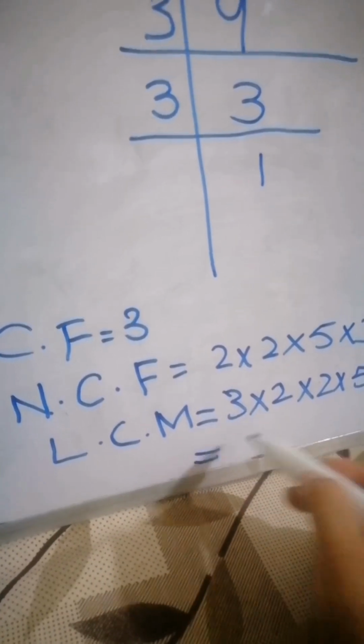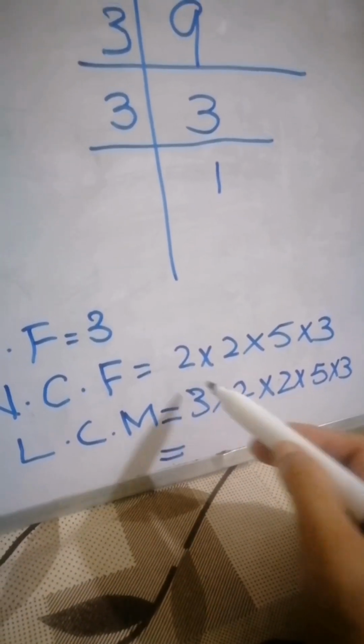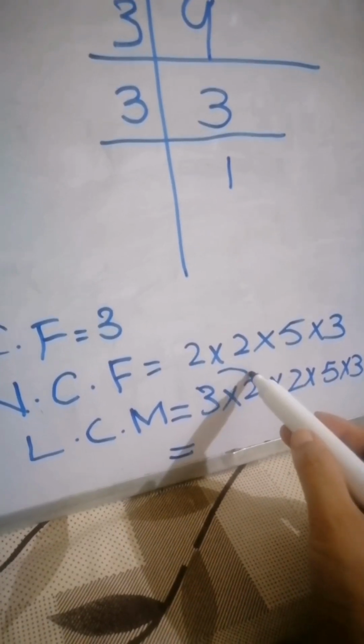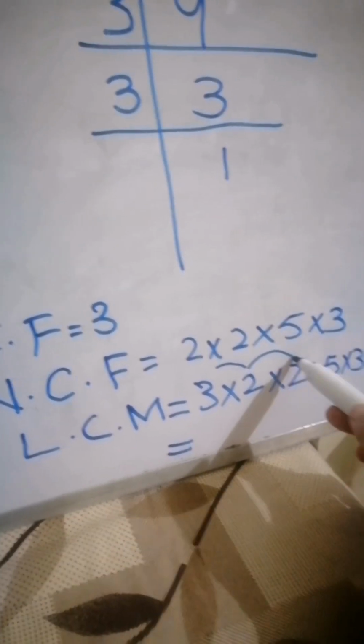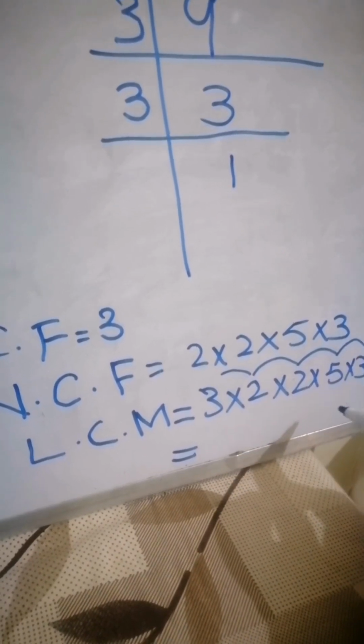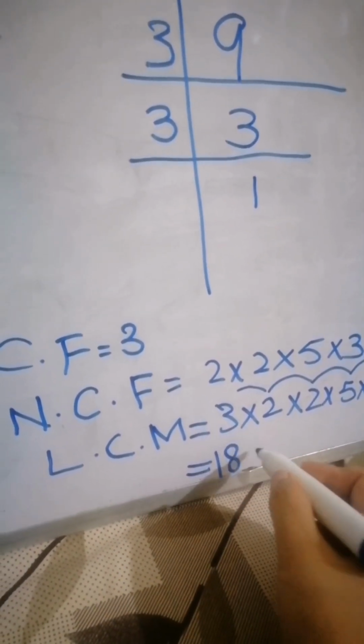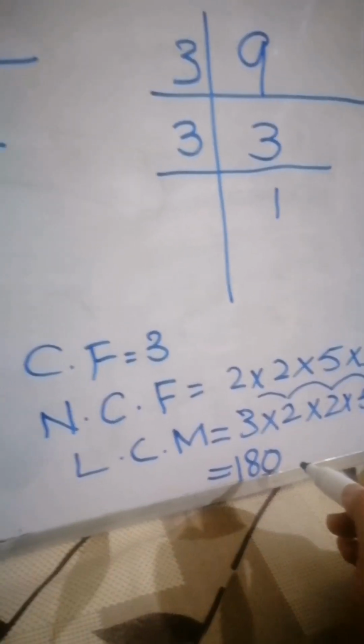Now we are going to multiply all these numbers and we'll see the result. 3 2s are 6, 6 2s are 12, 12 5s are 60, 60 3s are 180. It means that we get the result of 180.